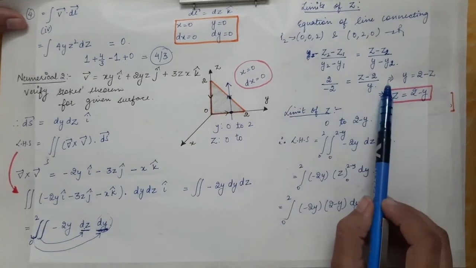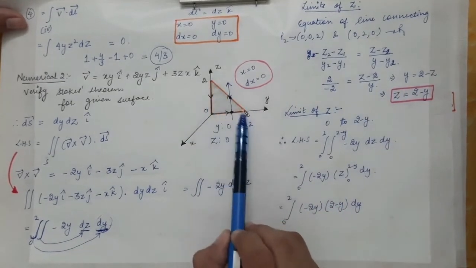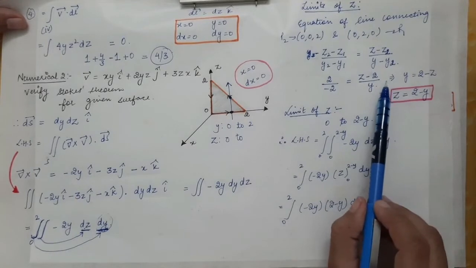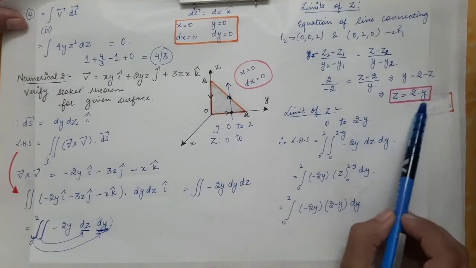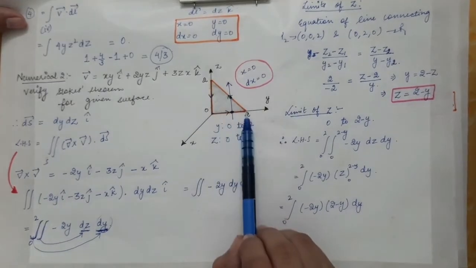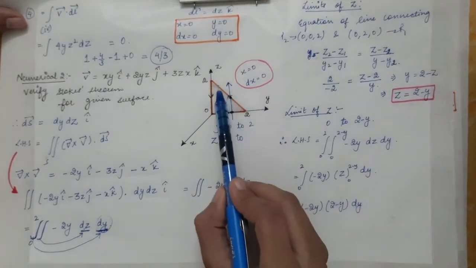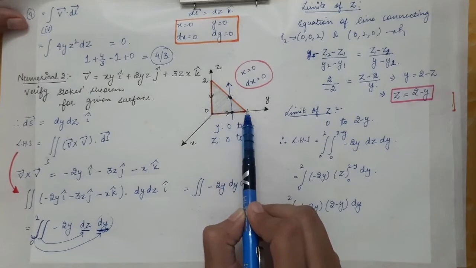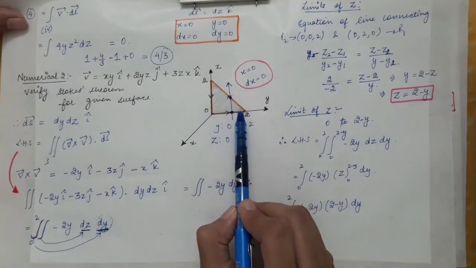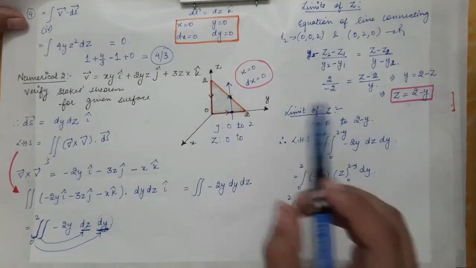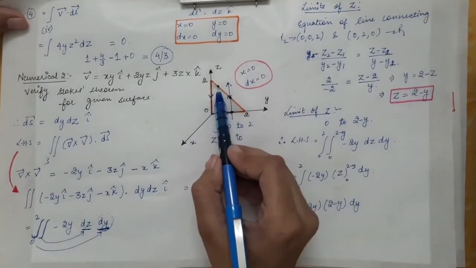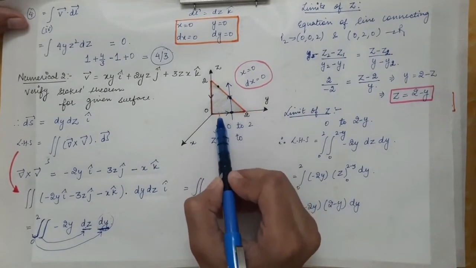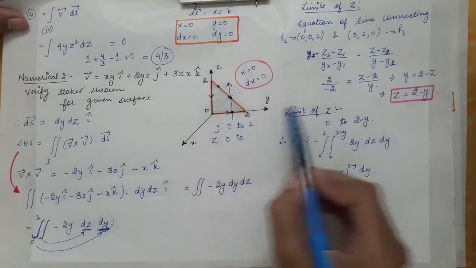So you will get the equation of this straight line which is joining these 2 points, and the equation will be given by z is equal to 2 minus y. So this will be the equation of this line. Any point on this line, the z coordinate will be given by 2 minus y. Let's say you want to find the z coordinate at this point. First of all you will find the value of y over there, and let's say the value of y is equal to 1 over there.